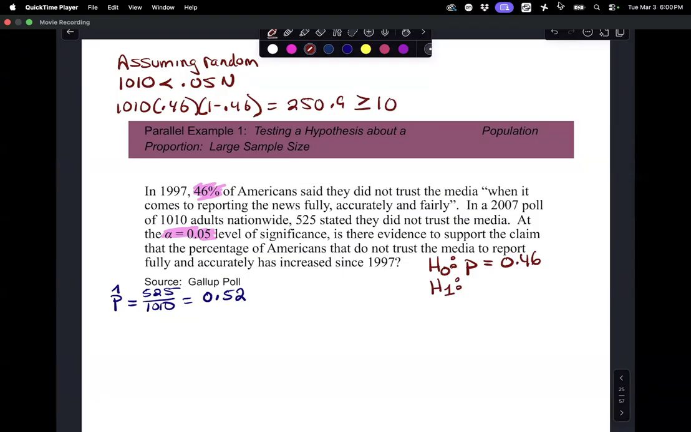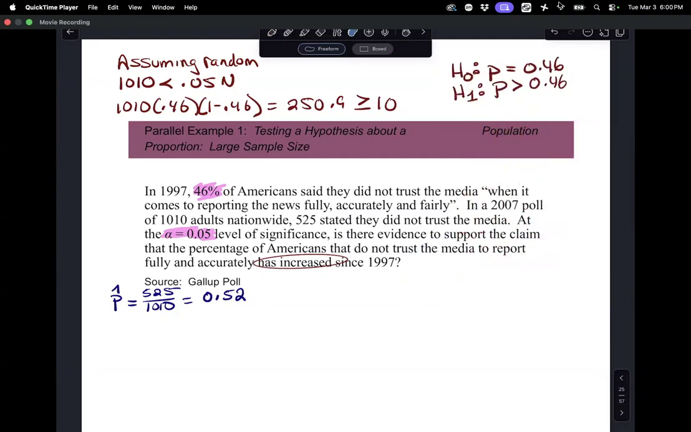is going to be what does it say? It has increased. These are the words. They think it has increased. So that means it's going to be a right-tailed test because it has increased. So I'm going to say we think p is greater than 0.46. That is my null and my alternative. I'm going to move these up to the top, just because I want them out of the way.